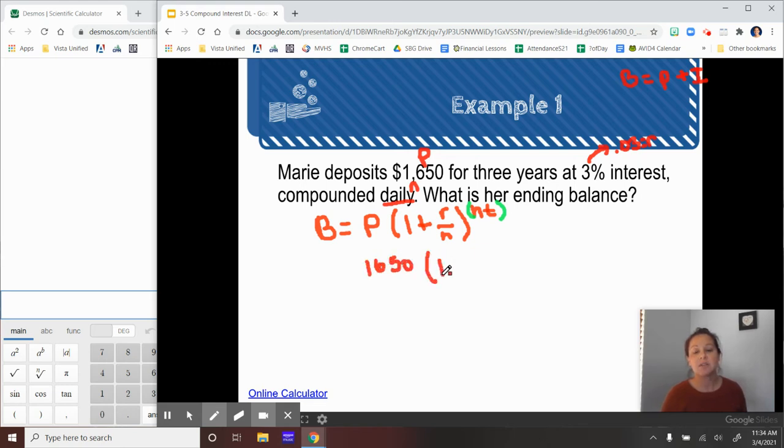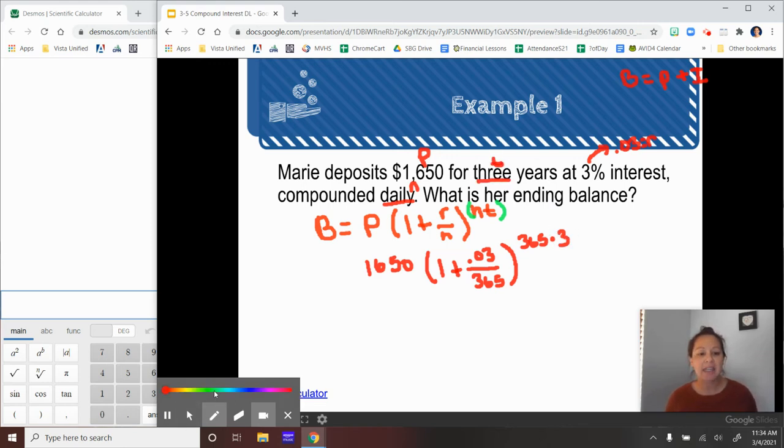1,650 times the quantity 1 plus 0.03 divided by 365. So daily is 365, raised to the exponent of 365 times, this says 3 years, times 3. And again, just a reminder that in a lot of calculators, you're going to need parentheses around that portion of that. I always will try to link or give you an online calculator to use. So there is a link there for an online calculator.